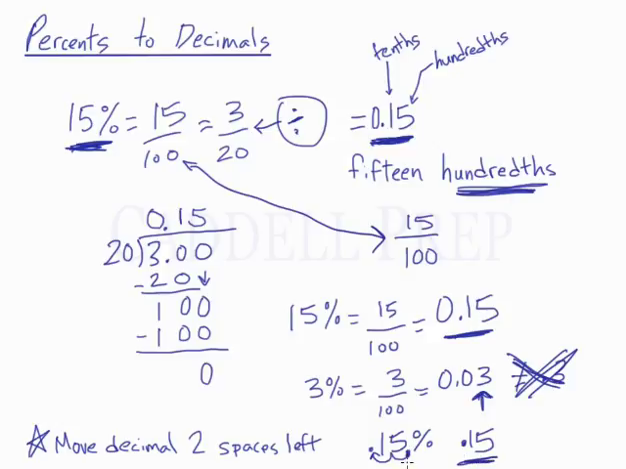So to change percents to decimals, since 15% is 15 over 100, and that's 15 hundredths, we just write it as 0.15, which is also 15 hundredths. And the quick way to do that is just to move the decimal 2 positions to the left.